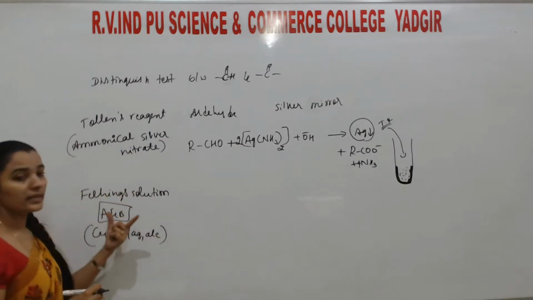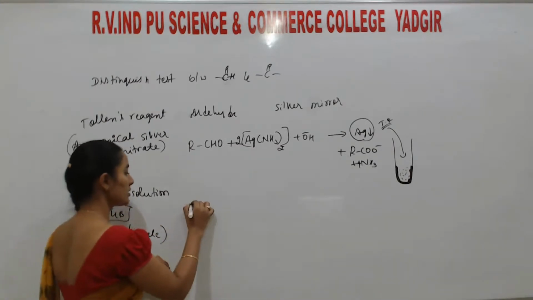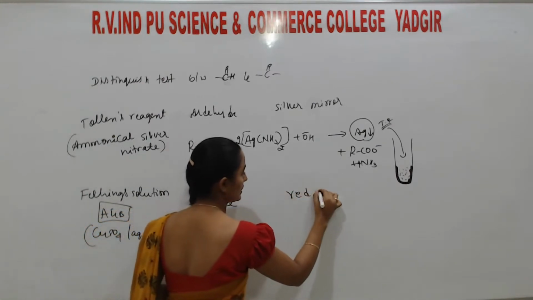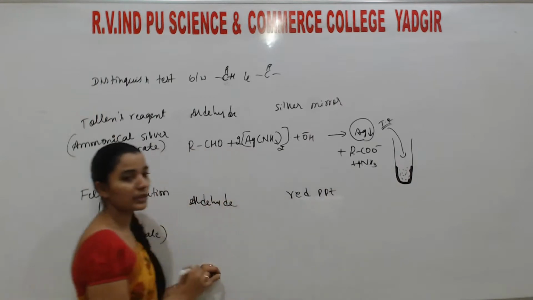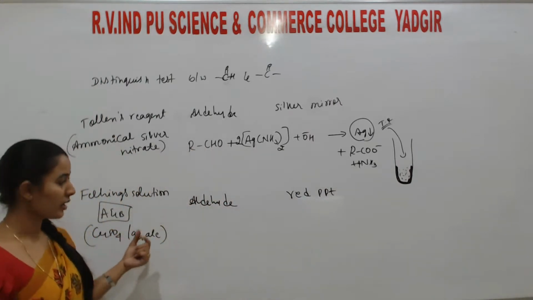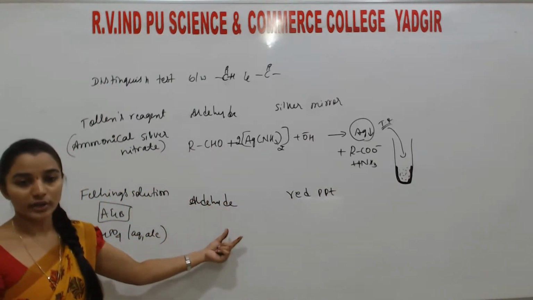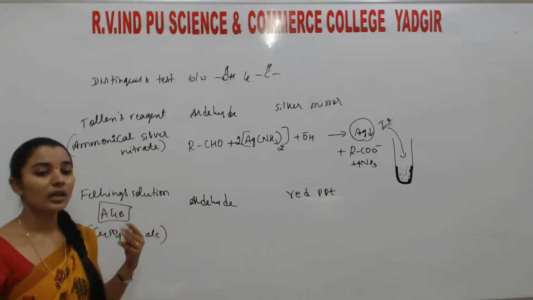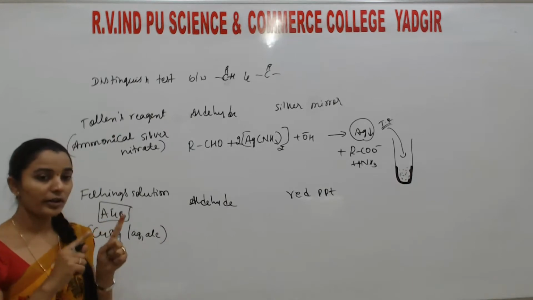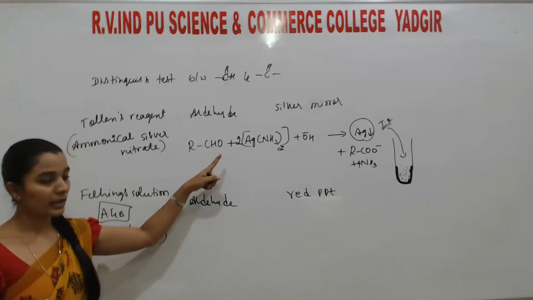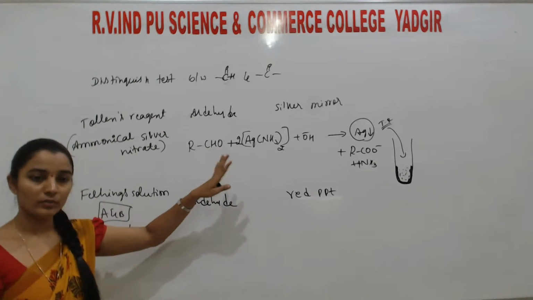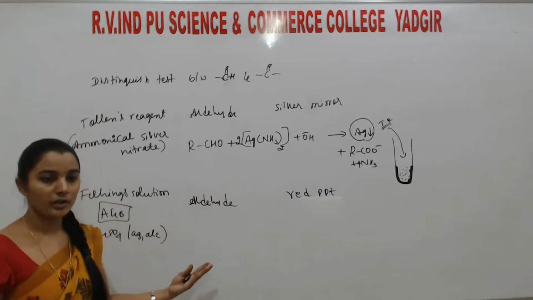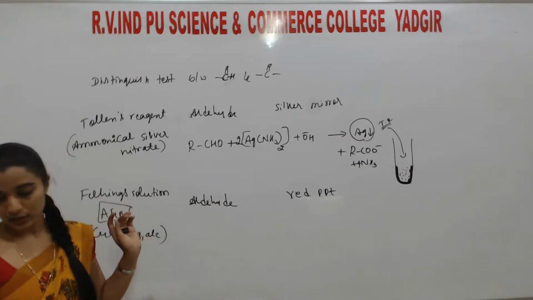Next one is Fehling's solution. If aldehyde is there, they form a red precipitate. If a red precipitate is formed after the addition of Fehling's solution, then we come to know this is aldehyde. If there is no red precipitate, then it must be other than aldehyde. If only aldehydes and ketones are there: if silver mirror forms, aldehyde; if it cannot form, ketone. If red precipitate is formed, aldehyde; if it cannot form, that is ketone.